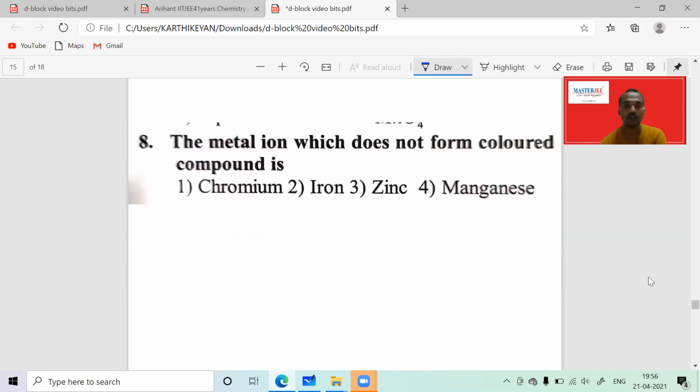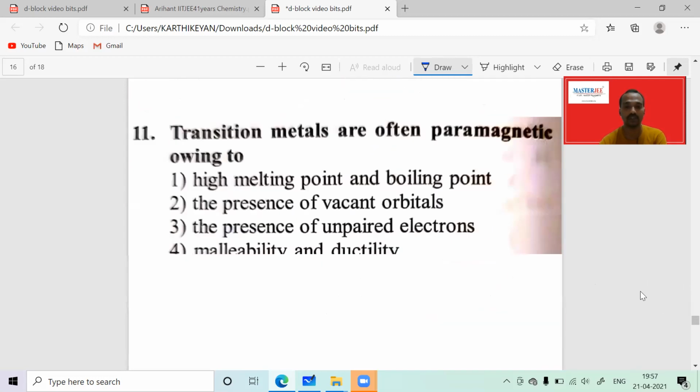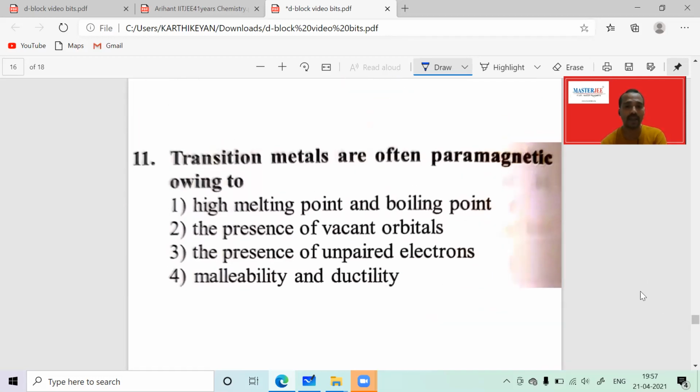Next, the metal ion which does not form colored compounds means zinc, we can say. Why is it? Zinc is having a completely filled d10 configuration. Because of that reason, it is also called non-transition. It is in the second B group, so it won't form any colored compounds. Next, transition metals are often paramagnetic owing to what? Because of the presence of unpaired electrons, these are paramagnetic in nature.